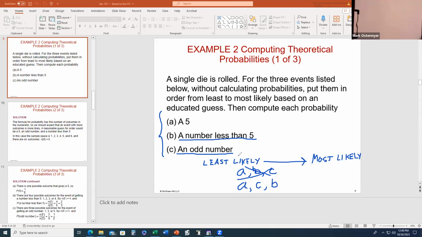Let's actually now compute the probability of each of these events occurring. And we're going to use the theoretical probability model for computing these probabilities, assuming that when we roll a die, each face has an equal chance of occurring on any given roll. That's the key assumption here. Okay, so let's go down and actually compute these probabilities.